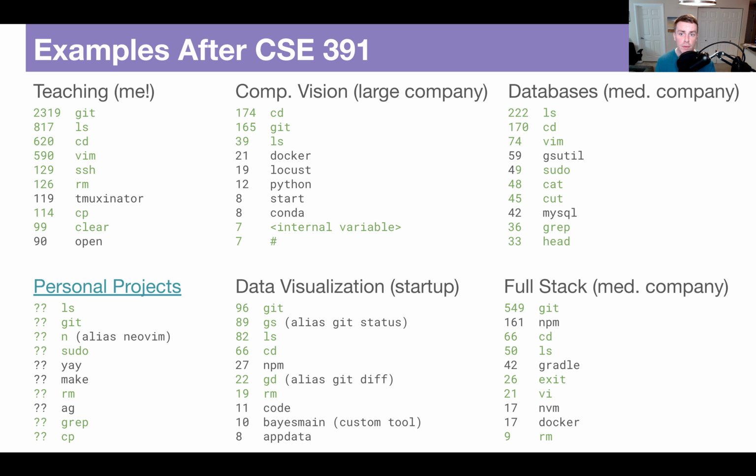One of my friends works at a very large company working on computer vision. So she does a lot of stuff with Python. And you can see all of the commands that I haven't taught you yet that she uses on a day-to-day basis. They're almost all focused on the Python programming language because the computer vision stuff she does is in Python. You can see the next friend on the right, he works at a medium-sized company on a bunch of database work. The only commands that he uses that I haven't shown you are things about specifically talking to Google Cloud and using this database called MySQL.